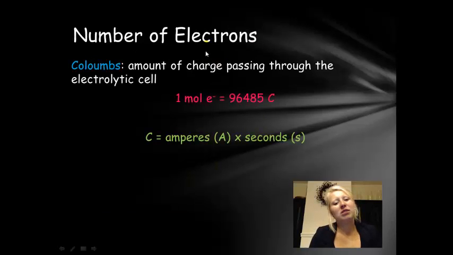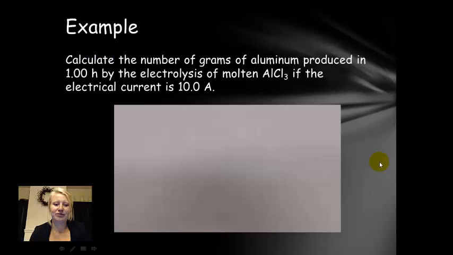So, the number of electrons. Coulombs is the amount of charge passing through an electrolytic cell. So 1 mole of electrons passing through a cell is 96,485 coulombs. And this number is called Faraday's constant. A coulomb is equal to an amp times a second. Here's an example of a problem involving the number of electrons.